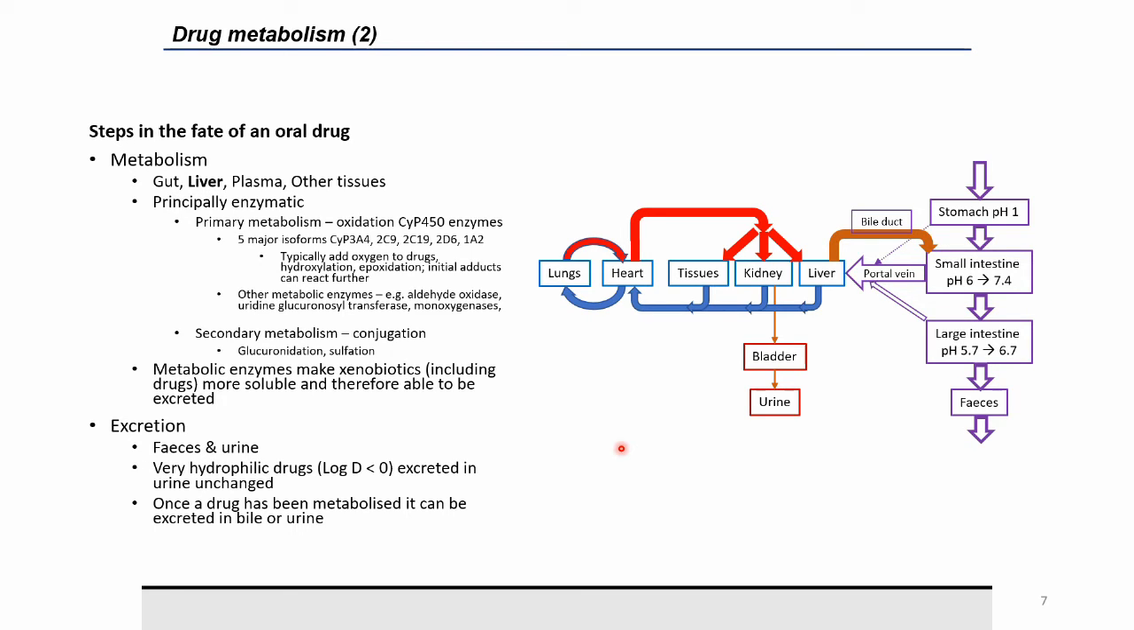There are what are known as primary metabolism. These are oxidative enzymes, cytochrome P450s, and there are 5 major isoforms that are involved in the metabolism of drugs: CYP3A4, 2C9, 2C19, 2D6 and 1A2, of which CYP3A4 is the most frequent metabolizer of drugs. And these are heme enzymes.